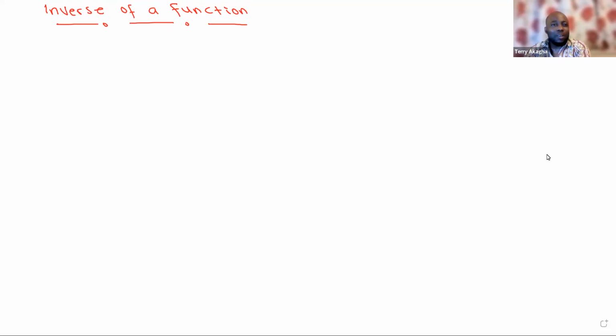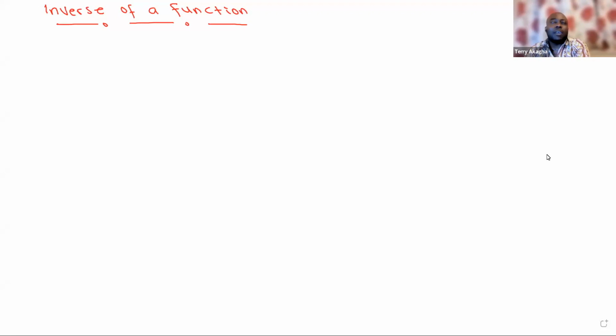Now we're going to the next one, inverse of a function. So what is an inverse of a function? When we say an inverse of a function, this is a process of generating the output of a function, and it is assumed to be reversible.